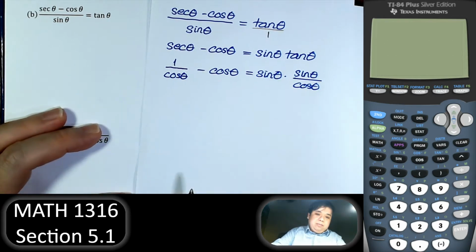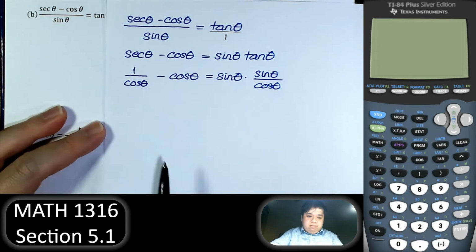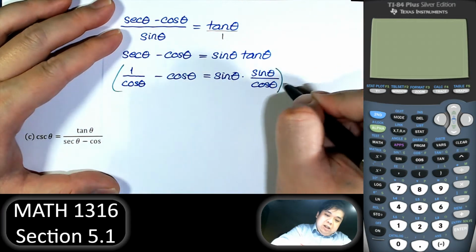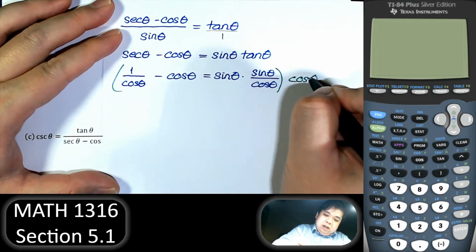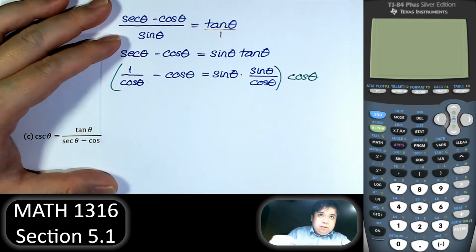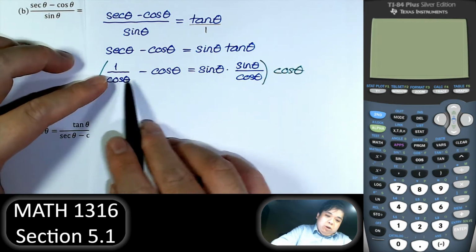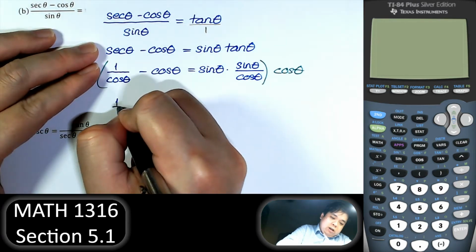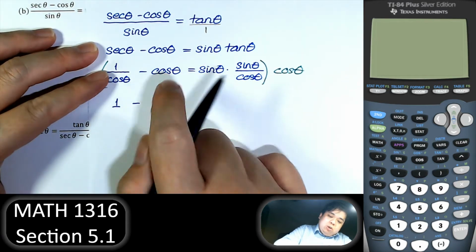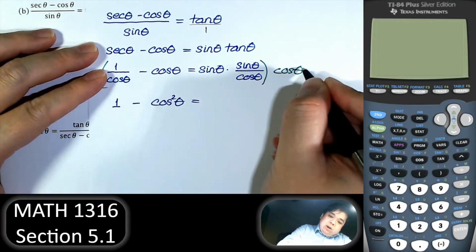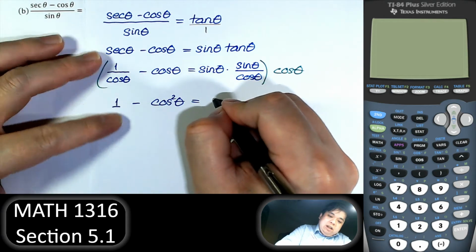So we have this. Now, we have a fraction. Again, the way to do this is multiply everything by cosine. So if we do that, we have cosine times 1 over cosine. That cancels out, giving us 1. Cosine times cosine is cosine square. Cosine cancels with cosine, giving us sine square.